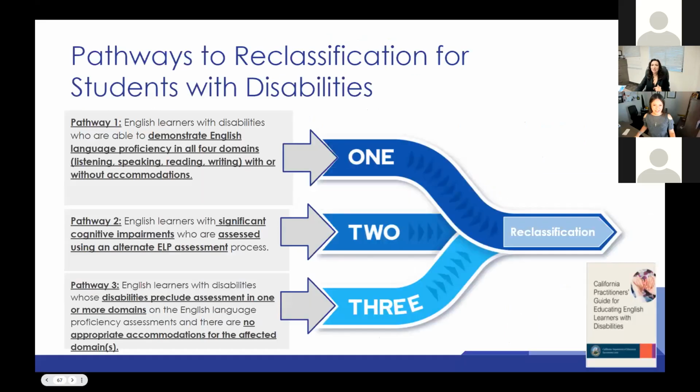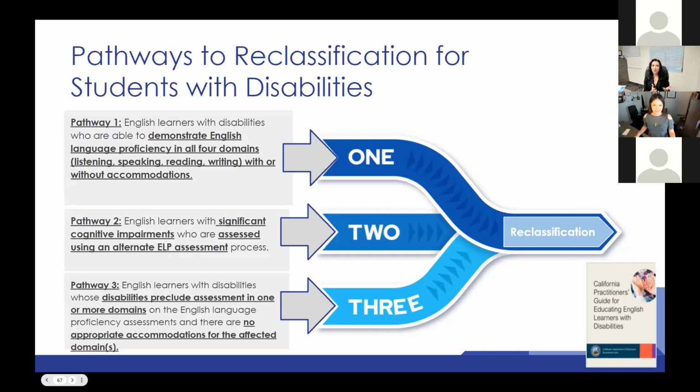Students with disabilities may be reclassified. And these are the three pathways as noted in the California Practitioner's Guide. As we consider the varying needs of English learners, students in pathway 1, your English learners with disabilities, are able to demonstrate that proficiency, that level 4 status on the LPAC, if you will, for listening, speaking, reading, and writing, with or without accommodations.